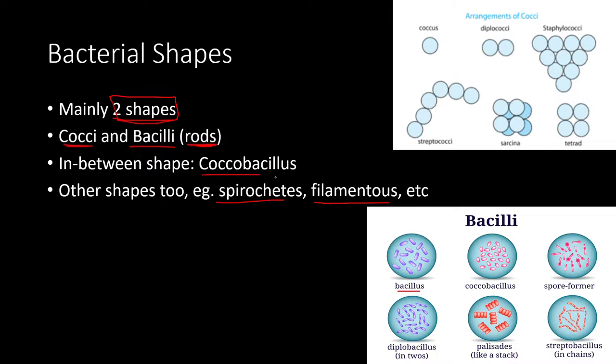There's also an in-between shape called coccobacilli. And these are kind of, you know, a little bit in between. And the other shapes include this and this, but they're not as common, so I wouldn't worry about them too much for the sake of this lecture. All right, like you can see here, cocci can have different forms: diplococci, staphylococci, like a group of them, streptococci, like a string of them, etc., right?